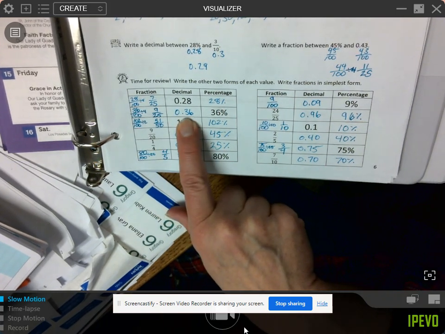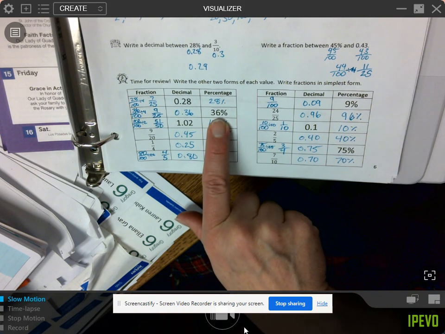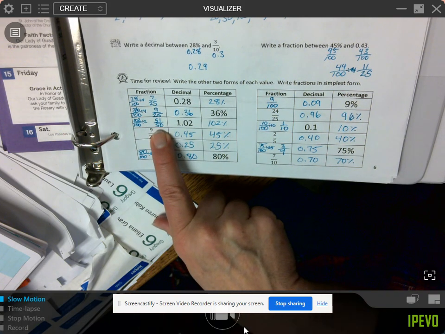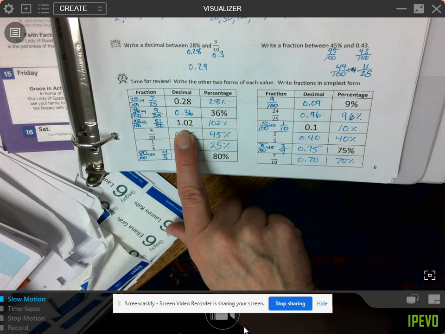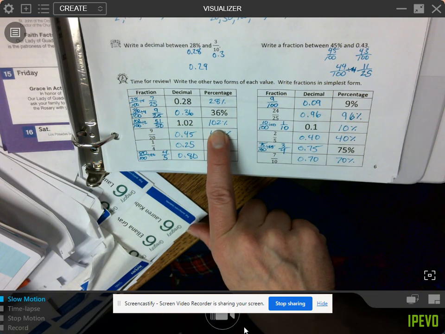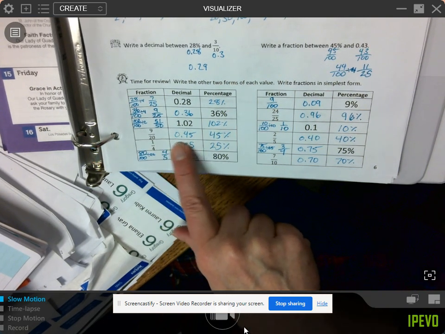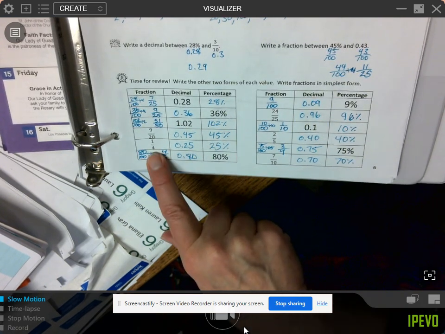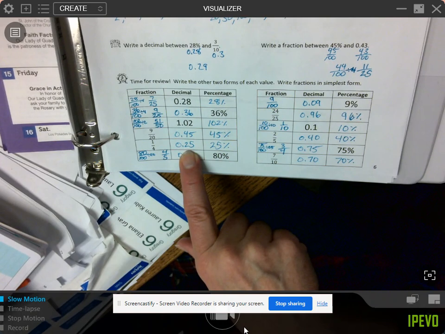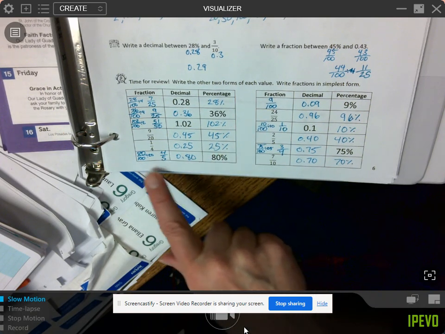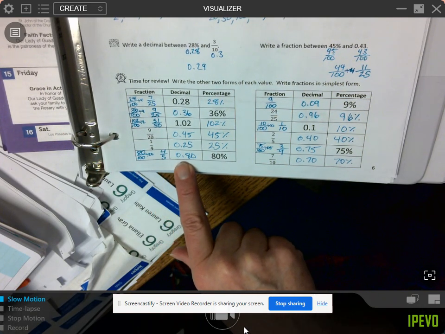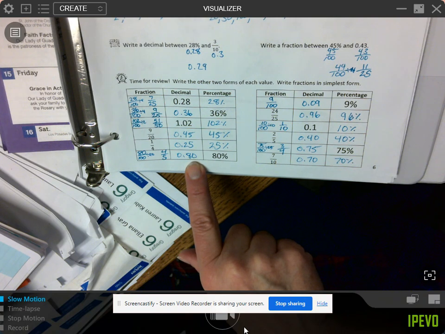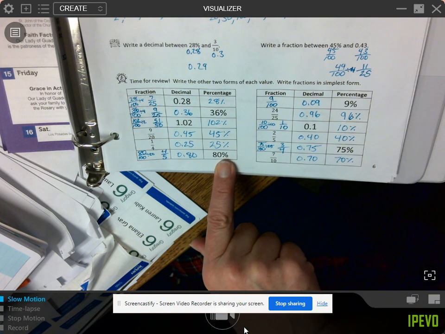9/25, 0.36 for 36%. 51/50 with 1.02, 102%. 9/20 is 0.45, which is 45%. 1/4 is 0.125, which is 25%. 4/5, which is 0.8 or 0.80, which is 80%.